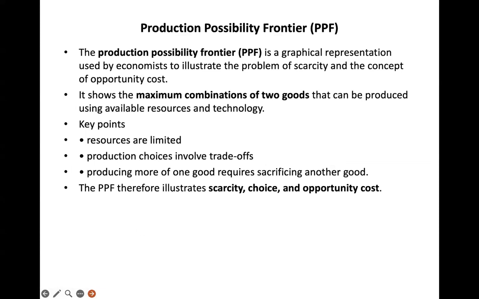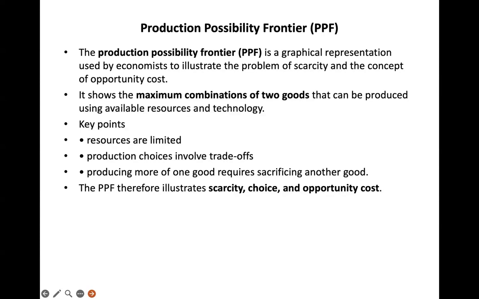Okay. So our next topic is production possibility frontier. Now we move to one of the most important economic tools economists use to explain scarcity and trade-off. This tool is known as production possibility frontier, often abbreviated as PPC or PPF. You can call it production possibility frontier or production possibility curve.